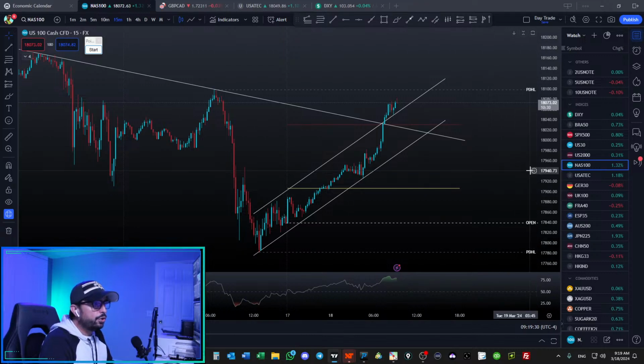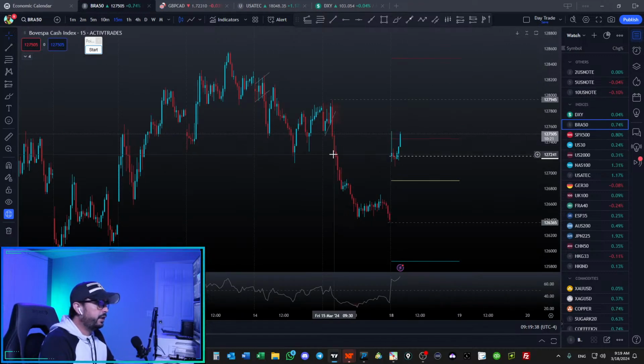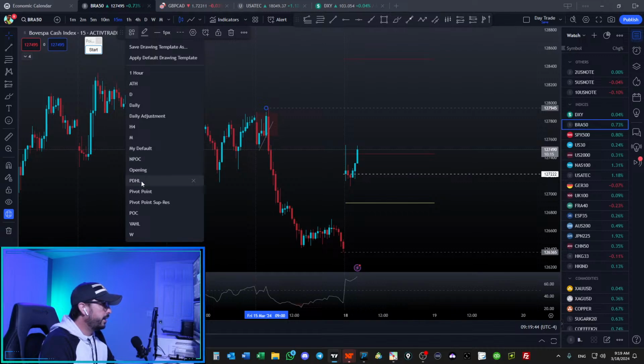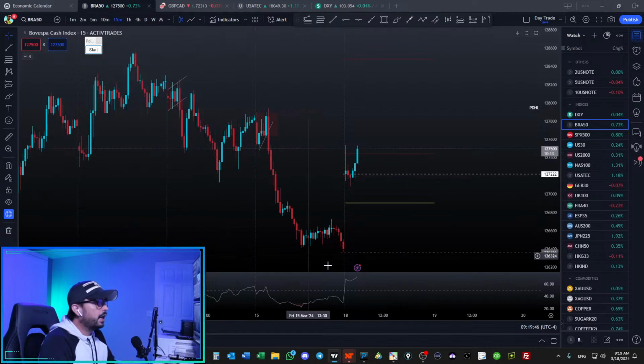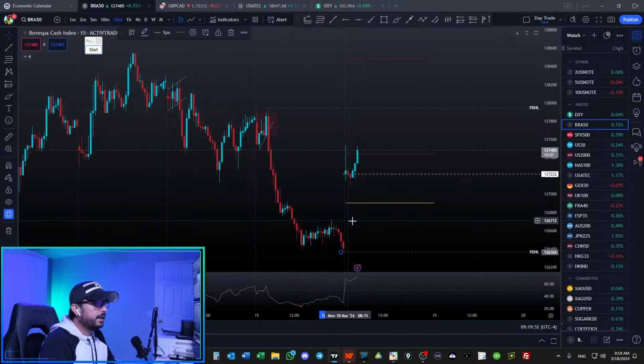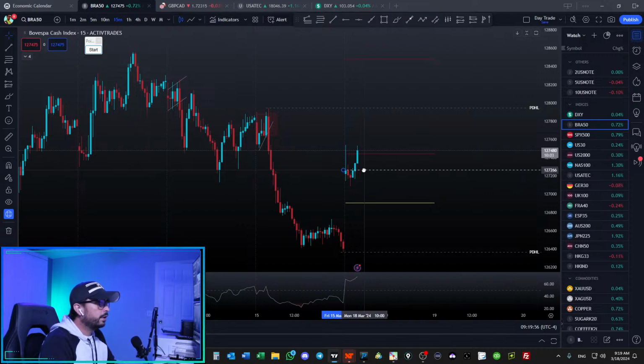Let's go to, for my buddies that trade mini index in Brazil, BR50. Let's make sure we got our levels set right. So we got prior day high and low. Opening is right here.